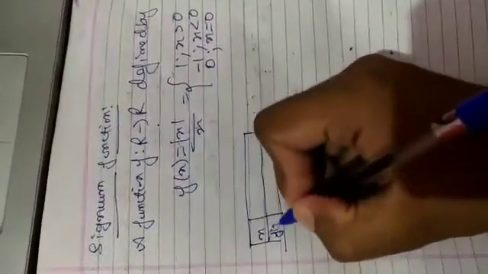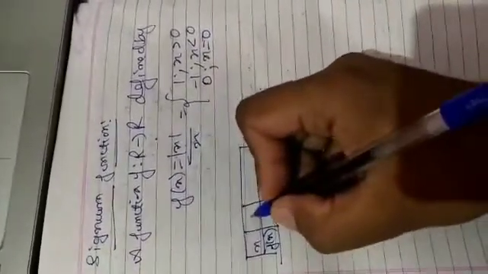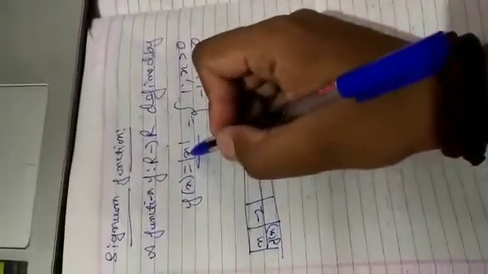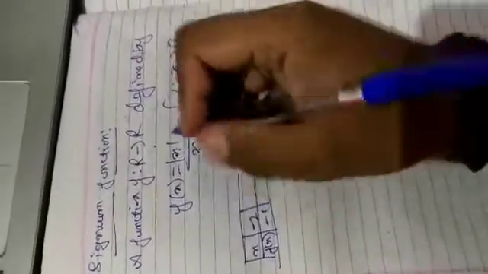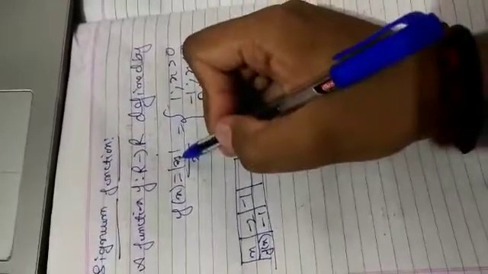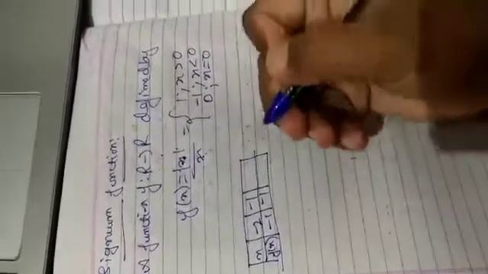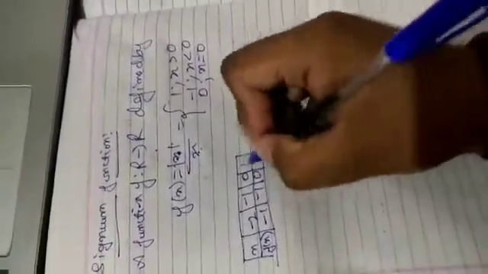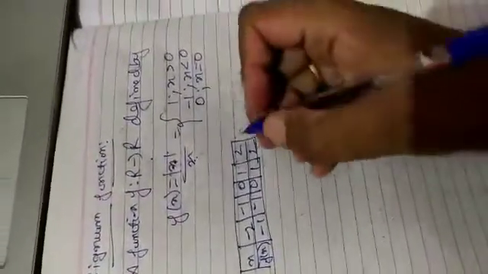This is x, this is f(x). Now if we put x value as -2, the mod of -2 gives us 2, and 2 divided by -2 will give us -1. If we put x as -1, the mod value is positive, and 1 upon -1 will give us -1. If we put 0, we will get 0. If we put 1, we will get 1. If we put 2, 2 divided by 2, it's 1. Now we will make a graph for this.